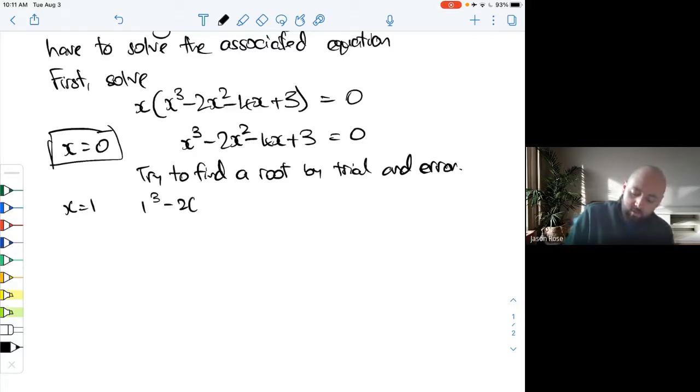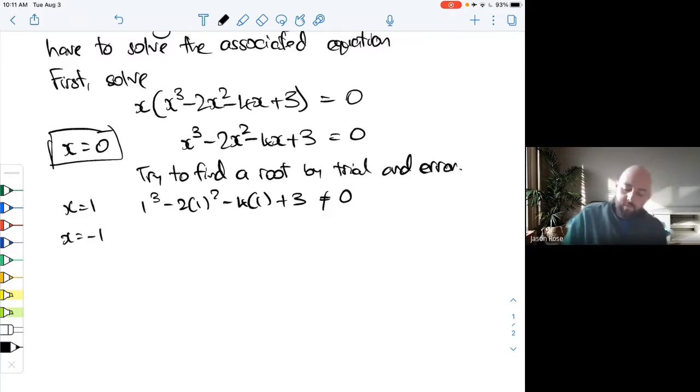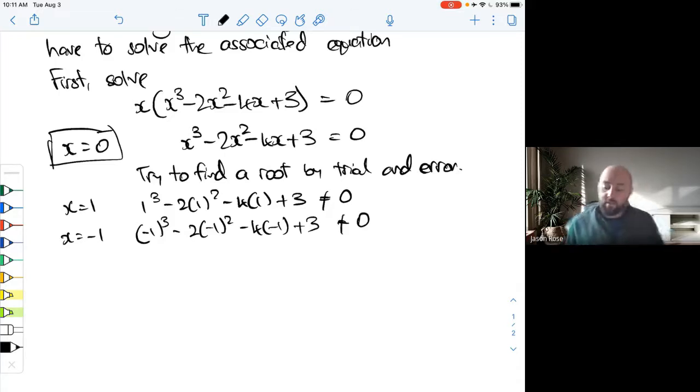1 cubed minus 2 by 1 squared minus 4 by 1 plus 3. Is that equal to 0? I see plus 4 and I see minus 6 in there. That is not 0. Let's try x equals negative 1. Negative 1 cubed minus 2 by negative 1 squared minus 4 by negative 1 plus 3. This looks like it doesn't work as well. You can double check any of these if you want, but I'm looking at this and I'm thinking that's not going to give us a root. So I'm going to just say no and move on.